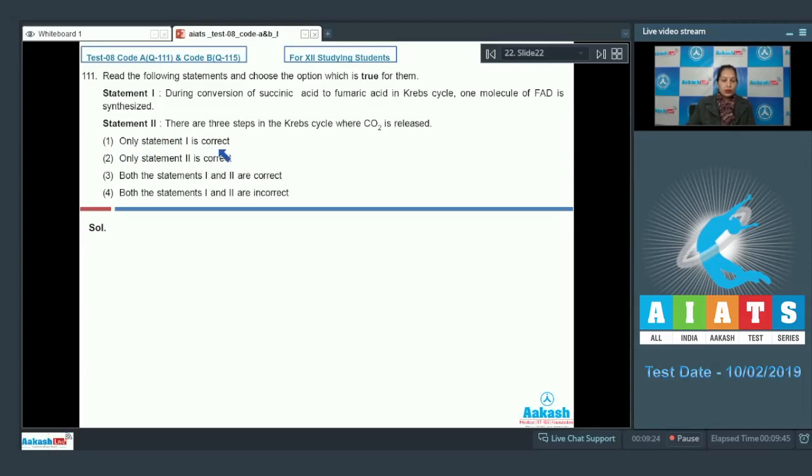First option, only statement 1 is correct. Second, only statement 2 is correct. Third, both the statements 1 and 2 are correct. Fourth, both the statements 1 and 2 are incorrect.